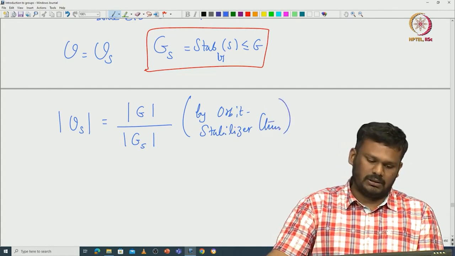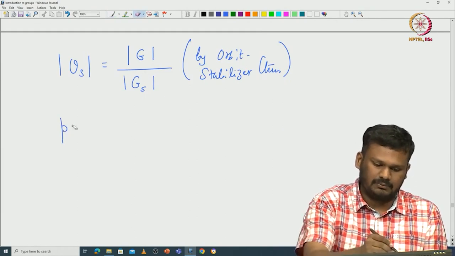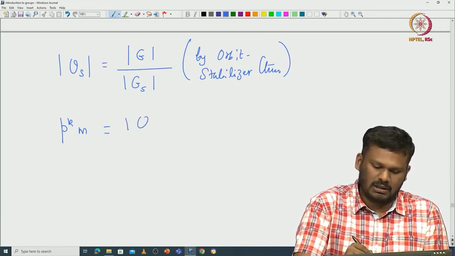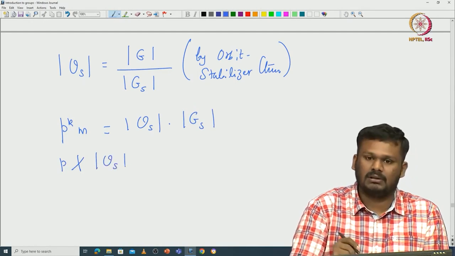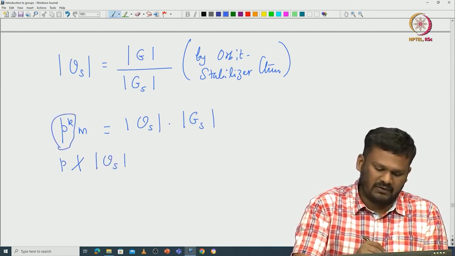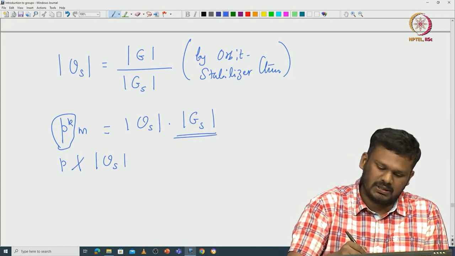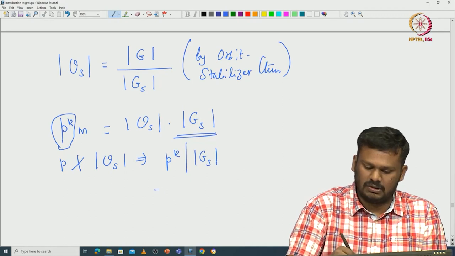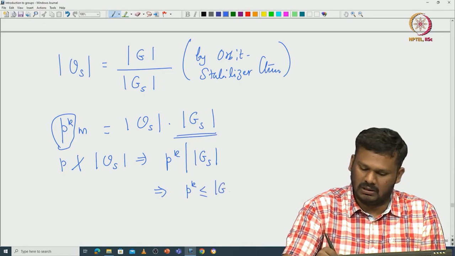Okay. So now if you look at this equation, you can see that p^k times m is exactly equal to the cardinality of O_S times the cardinality of G_S. But p doesn't divide the cardinality of O_S. That means whatever power of p you have here should divide the cardinality of G_S. So this immediately implies p^k divides the cardinality of G_S, and so p^k is less than or equal to the cardinality of G_S.